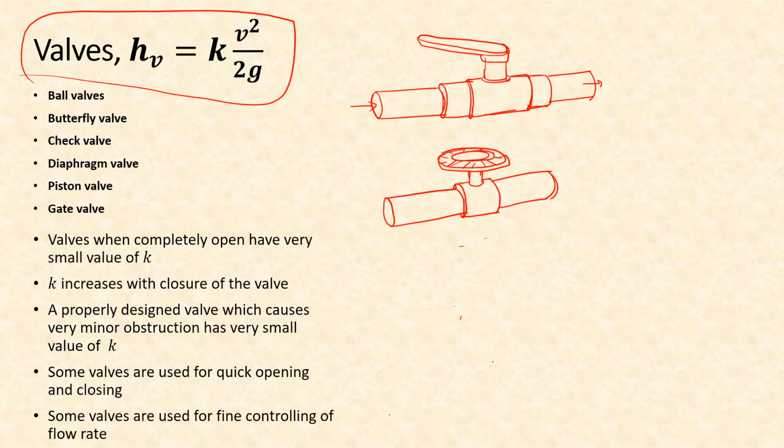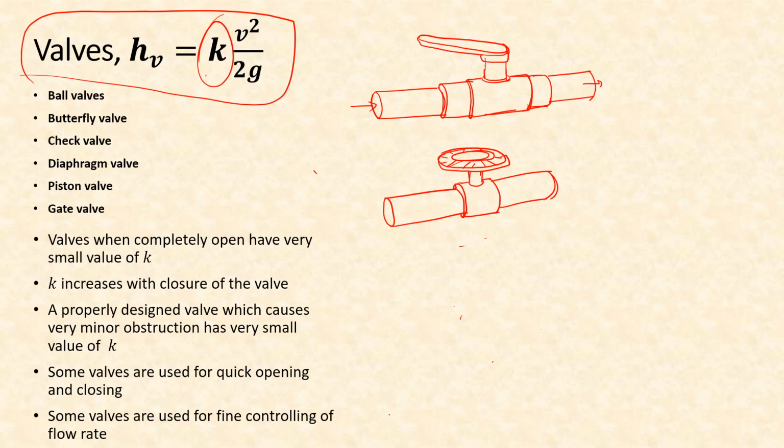That's because if the valve is completely open, then the value of K is very small, which will cause a very small amount of head loss. However, if we keep on closing the valve gradually, then the value of K will increase, and therefore the head loss will increase, and the flow will be obstructed. And if it is completely closed, then this K value can be considered infinity. That means it has completely stopped the flow.